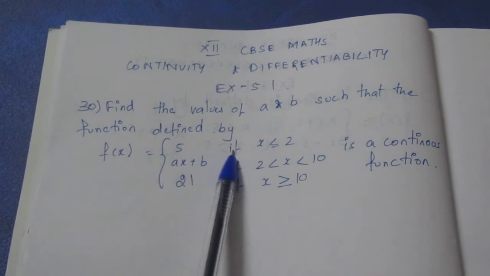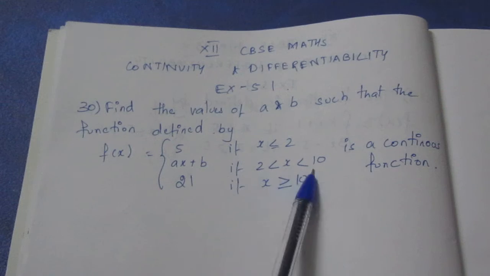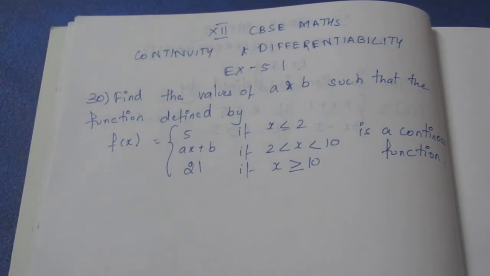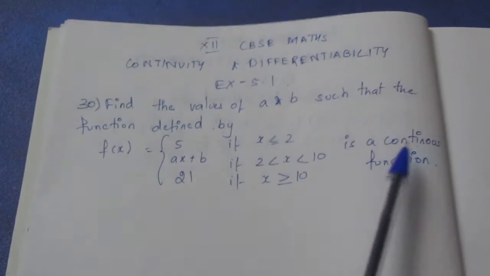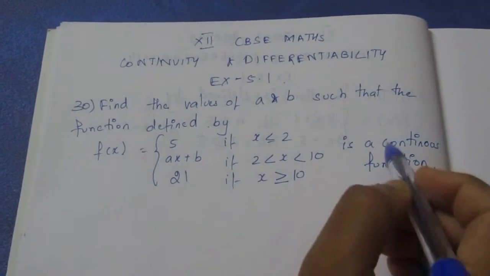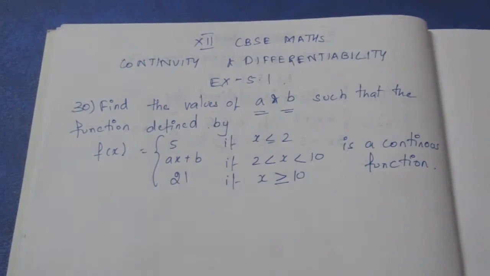is equal to 5 if x is less than or equal to 2, ax plus b if x lies between 2 and 10, 21 if x is greater than or equal to 10. They have given that it is a continuous function. So it is given this continuous function, we need to find the value of a and b.